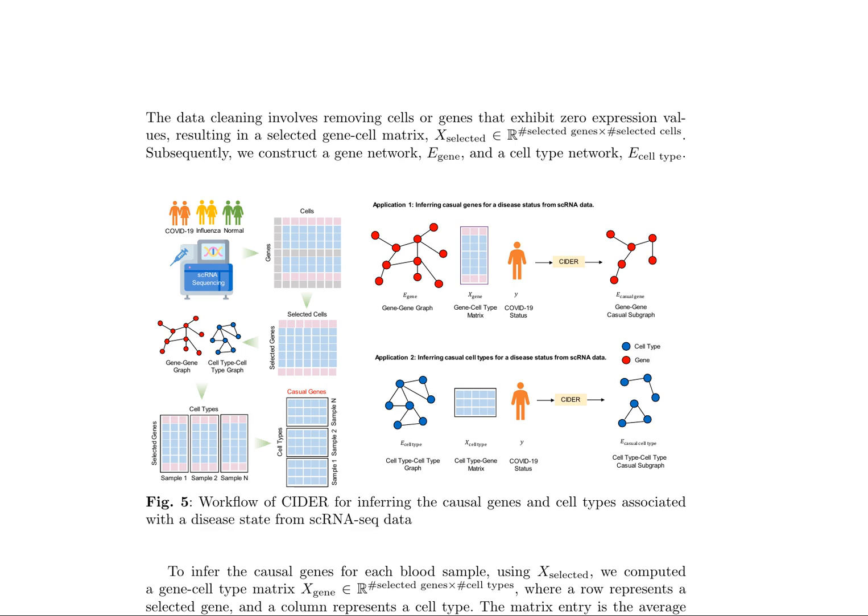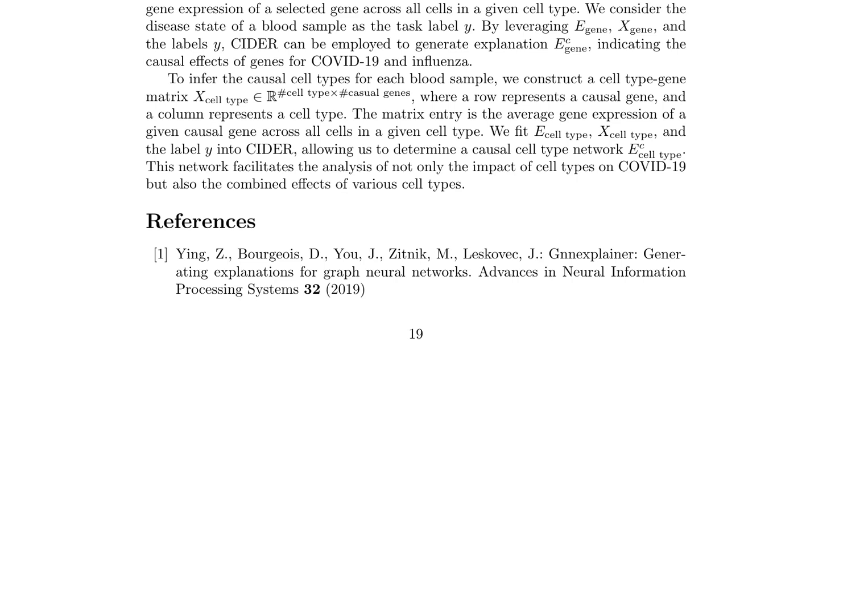The CIDER application is designed for two primary purposes: inferring causal genes for a disease status from single-cell RNA sequencing data and inferring causal cell types for a disease status from the same data. The CIDER workflow, illustrated in Figure 5, involves computing a gene-cell type matrix, X-gene, where each row represents a selected gene, and each column represents a cell type, with matrix entries being the average gene expression of a selected gene across all cells in a given cell type. By leveraging the gene network, E-gene, the gene cell type matrix, X-gene, and the task labels, Y, CIDER generates an explanation, EC-gene, indicating the causal effects of genes for COVID-19 and influenza.